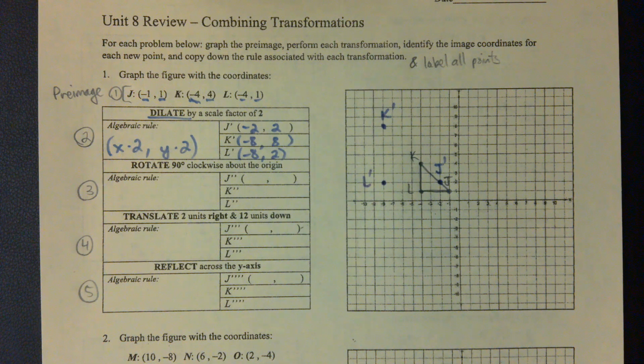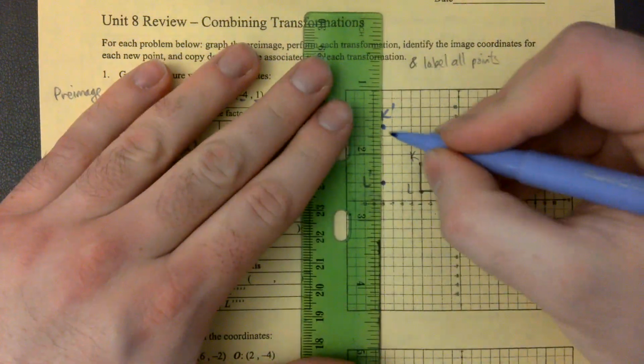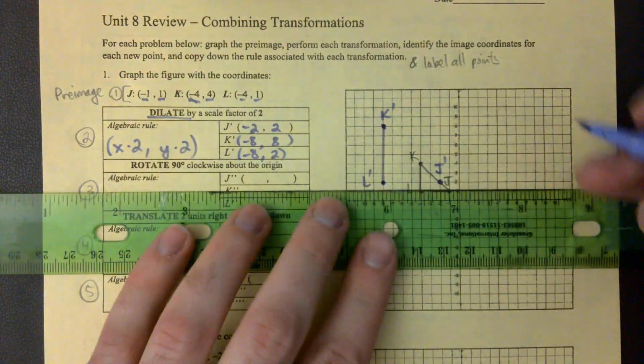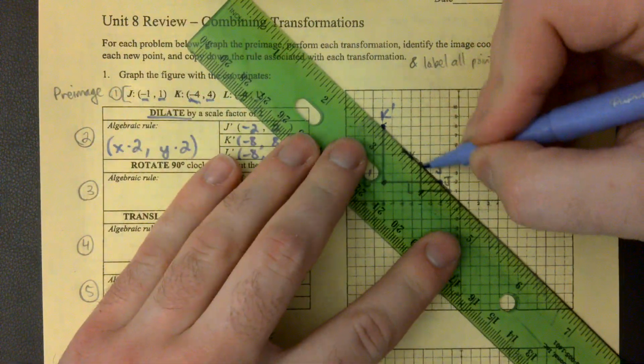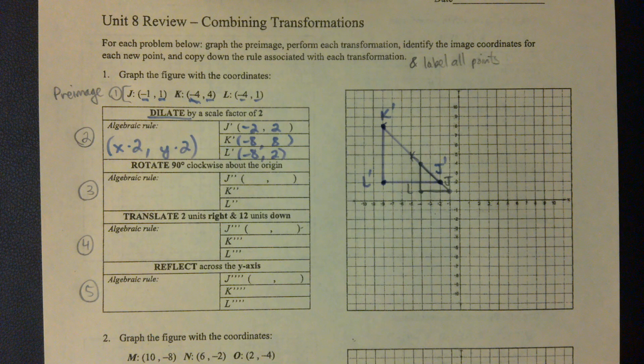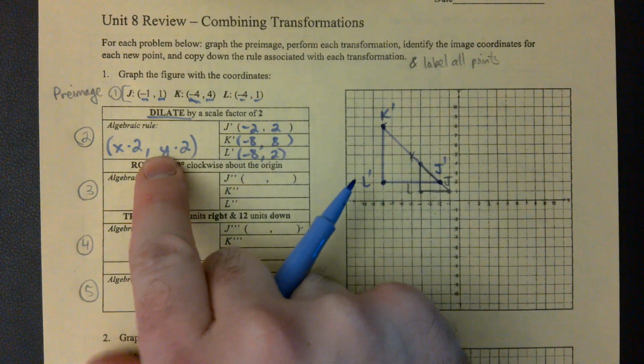Do I have a ruler? Oh, I do have a ruler. Definitely want to use your ruler to connect all these points. I don't want to see any wonky triangles. All right, make sure they're all nice and straight. And there's our first image after a dilation.